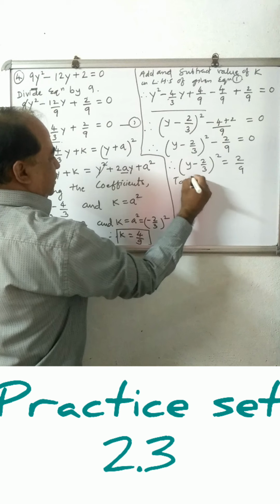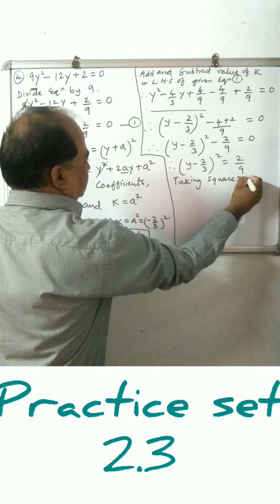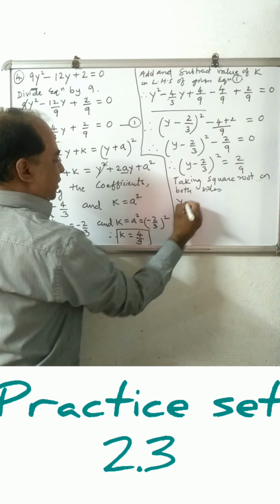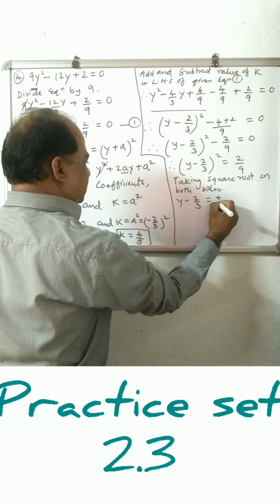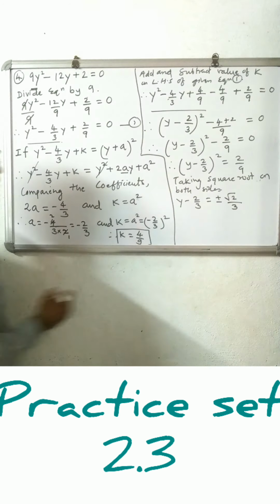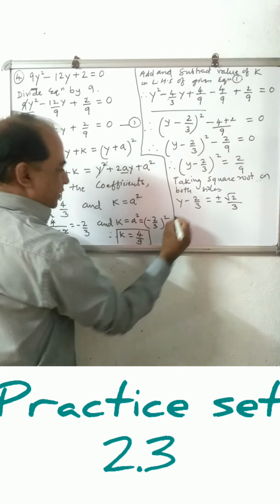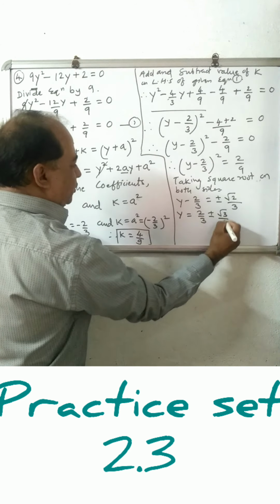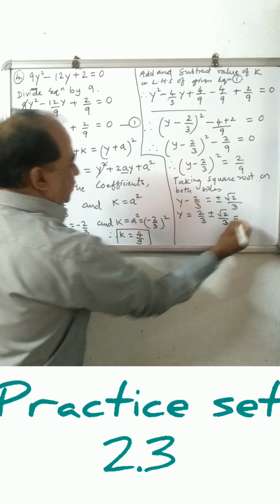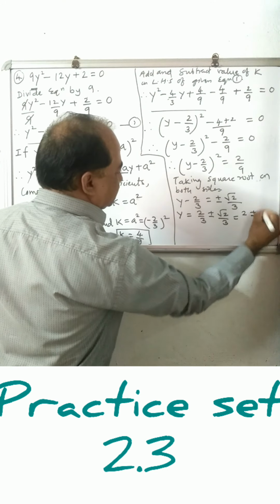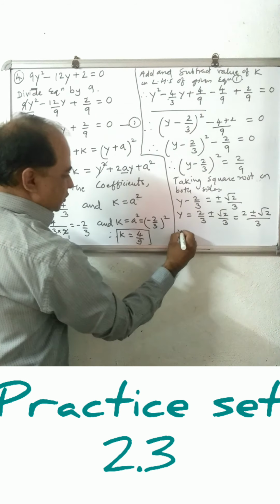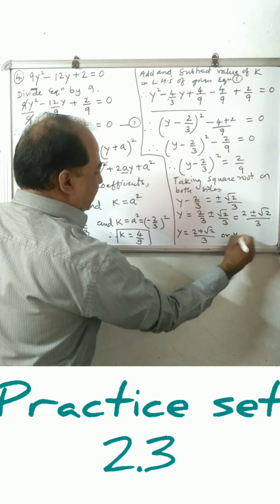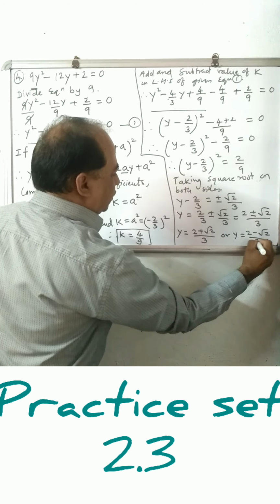So taking square root on both sides, we get y minus 2 upon 3 is equal to plus minus root 2 upon 3. Square root of 2 is root 2, square root of 9 is 3. Therefore, y is equal to 2 upon 3 plus minus root 2 upon 3. Denominator is same, so we can write this as 2 plus minus root 2 upon 3. Therefore, the roots are y is equal to 2 plus root 2 upon 3, or y is equal to 2 minus root 2 upon 3.